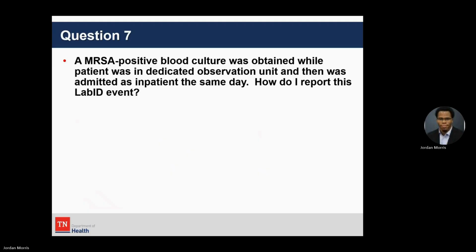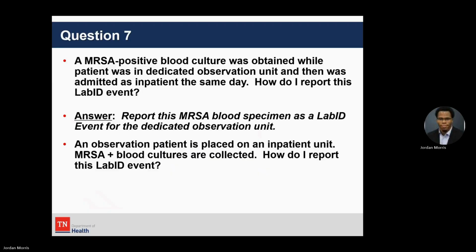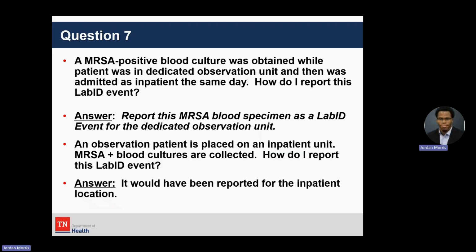Question 7. A MRSA positive blood culture was obtained while a patient was in a dedicated observation unit and then was admitted as an inpatient the same day. How do I report this LabID event? You report this MRSA blood specimen as a LabID event for the dedicated observation unit. An observation patient is placed on an inpatient unit, and MRSA positive blood cultures are collected. How do I report this LabID event? It would be reported for the inpatient location.